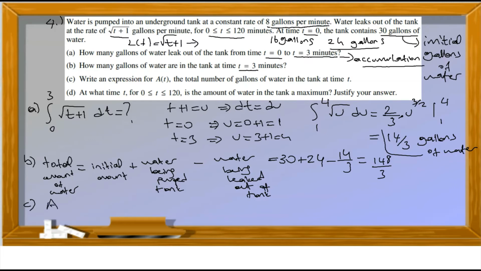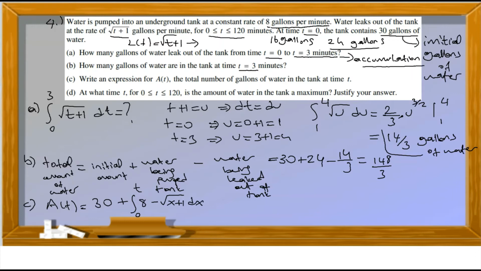Okay, so basically A of t is going to be equal to the initial amount of water, which is 30, plus, from 0 to t. So we don't know that time, that's why it's going to be very general. So from 0 to any time t, the water being pumped into the tank, which is 8 gallons per minute, so 8 plus an amount of water, actually not plus, it's minus. It's going to be minus, so it's going to be water leaked out of the tank. So minus square root of x plus 1 dx.